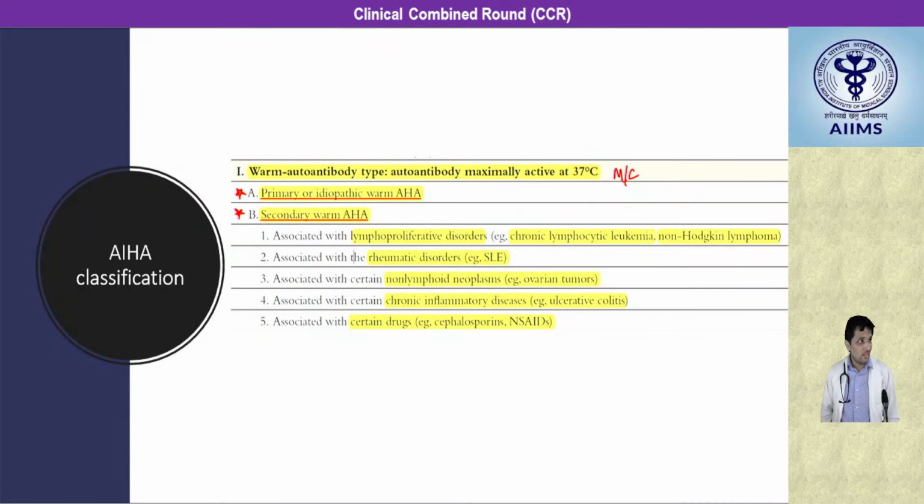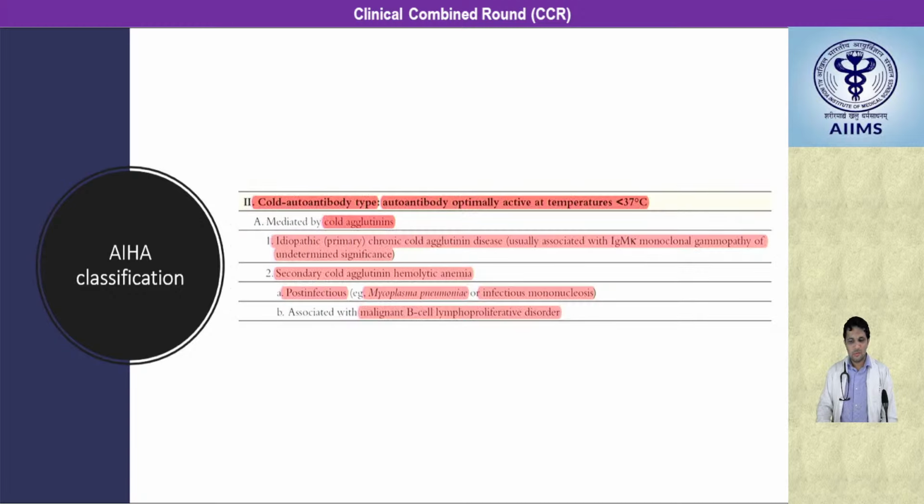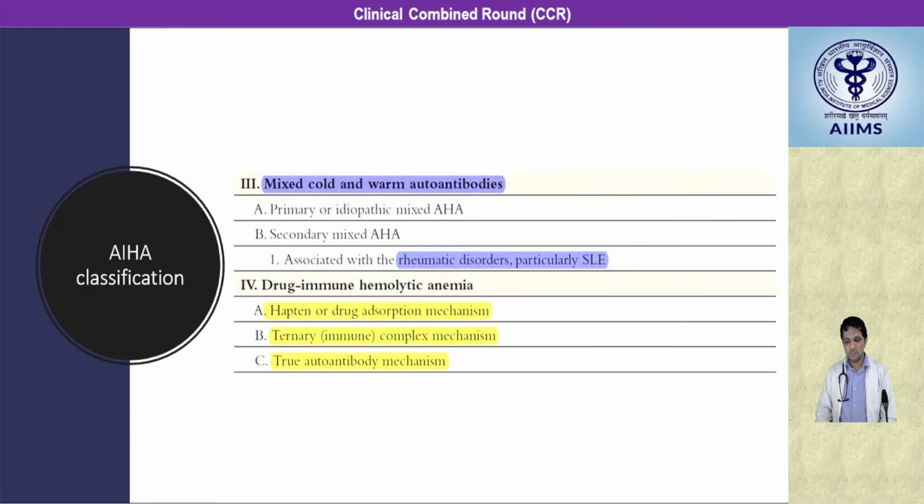So AIHA is classified basically on the basis of the underlying immunological mechanism. The first is the warm autoantibody type, where the autoantibody reacts maximally at body temperature, and 50% of cases are idiopathic and 50% are secondary to lymphoproliferative disorder or infection, or sometimes rheumatic disorder can also be present. Certain drugs like cephalosporin and NSAIDs can also cause the warm type of autoantibody. The second type is the cold autoantibody type, which can also happen with TB. The third is the mixed type, where both cold and warm autoantibodies are present.